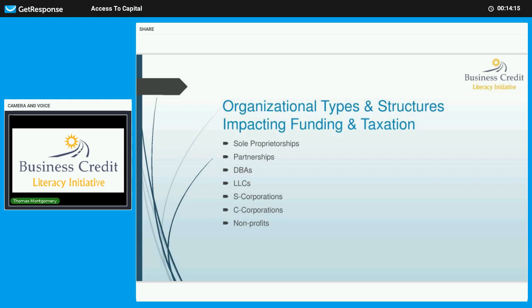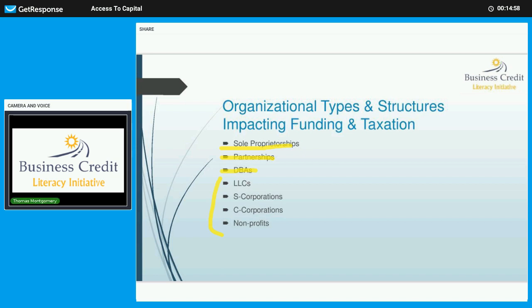I'll be brief on this page, but the type of structure that you choose impacts your access to capital and how you're taxed. And so there are some sources of capital that are just fine if you're just a sole proprietorship, a partnership, or a DBA. But many others, especially larger amounts, are not going to be accessible to those three categories. So that means that we'd have to consider one of the four. And each of those have different pros and cons. And really you have to think about what the end goal of your business is to make sure that you're choosing the right formation. But we'll leave that at that.